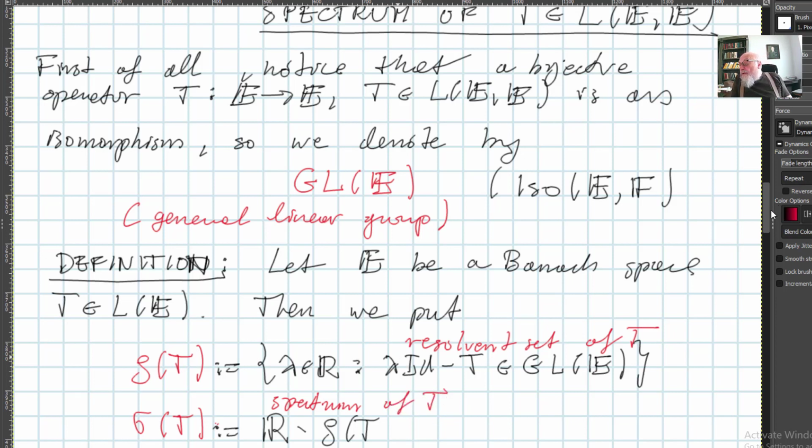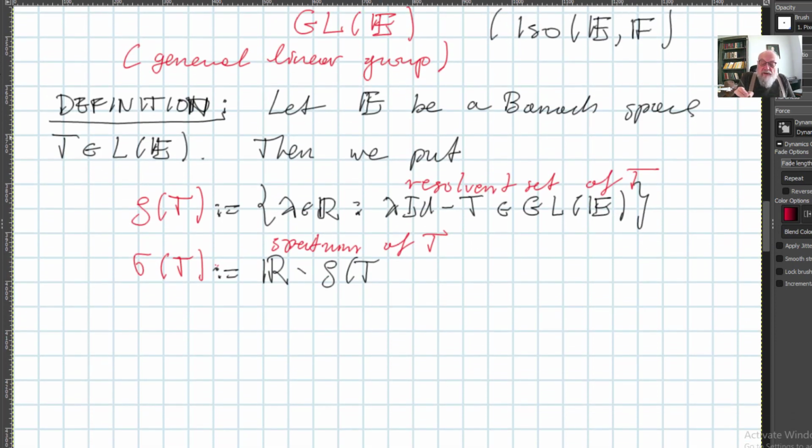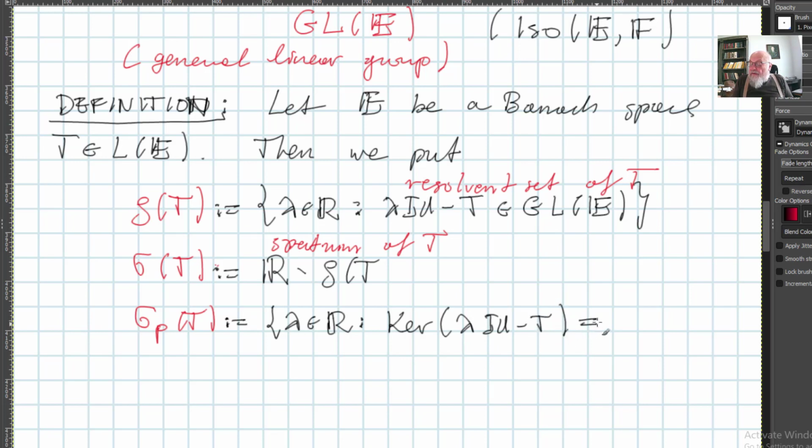We also denote one more set. We call this sigma p of T, and that one will be equal to the set of all lambda in R such that the kernel of lambda identity minus T is not equal to 0, and we will call it the point spectrum of T. This is the point spectrum of T.